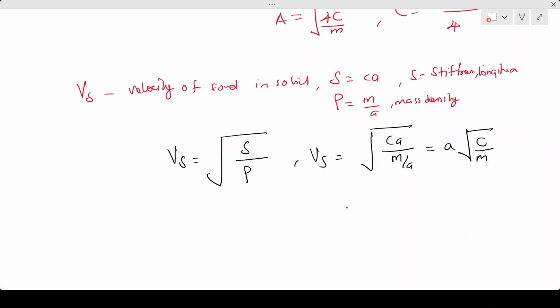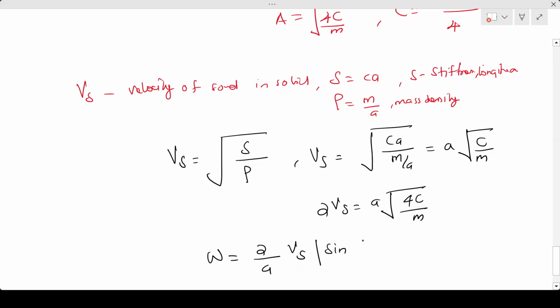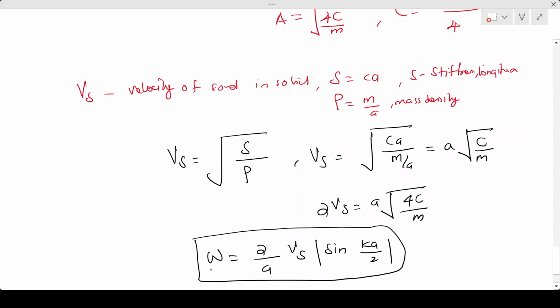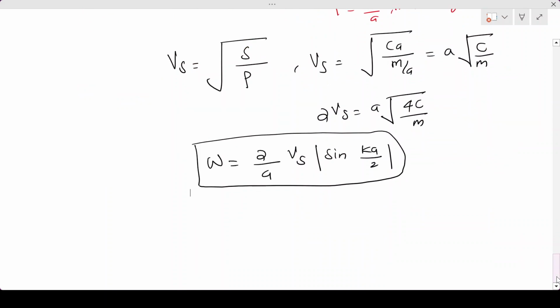So you can get that Vs is equal to A root C by M, and 2 Vs means that is A root 4C by M. So you can actually change that omega equation in terms of velocity of sound. So it is 2 by A Vs, where Vs is the velocity of sound, sine Ka by 2. So if a sound wave is traveling through a solid, then the corresponding equation of frequency of vibration you can connect by using velocity of sound and the wave vector, where A is again, as we said, the lattice parameter.